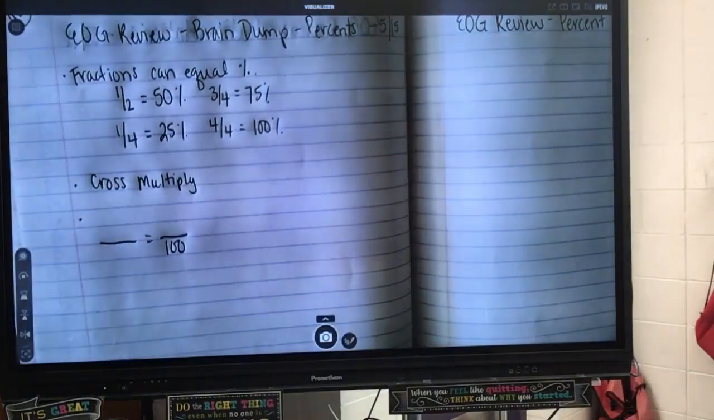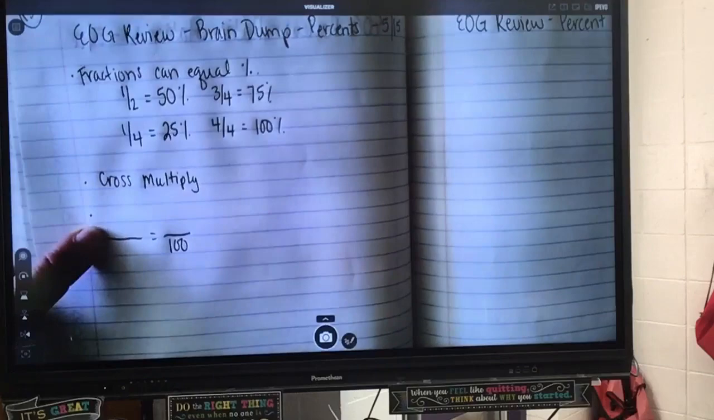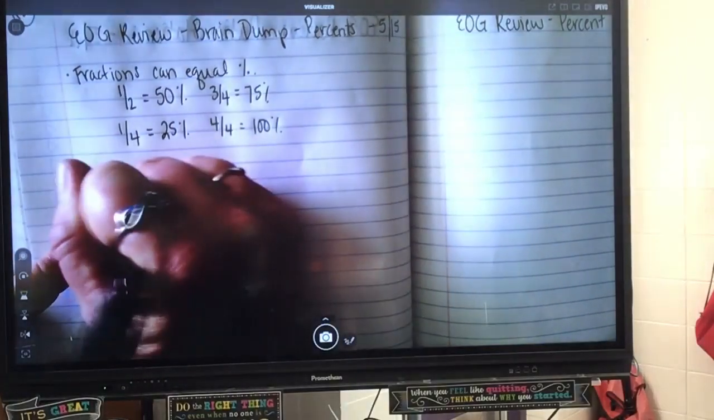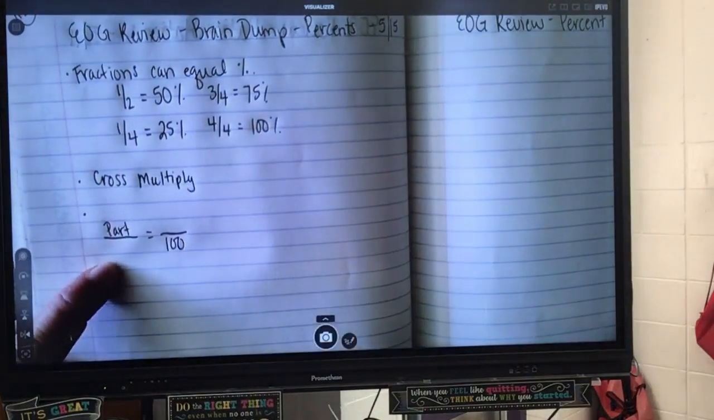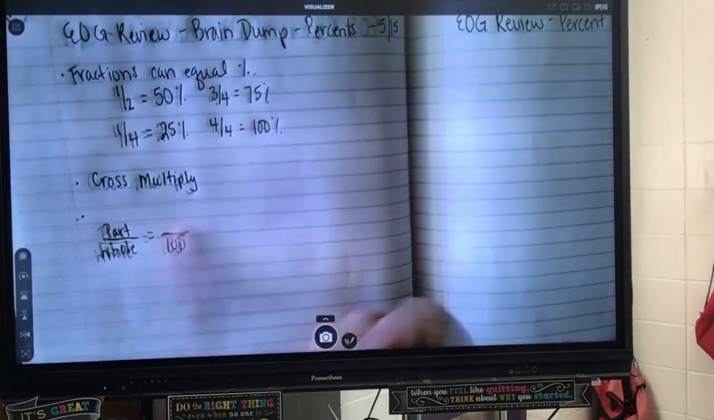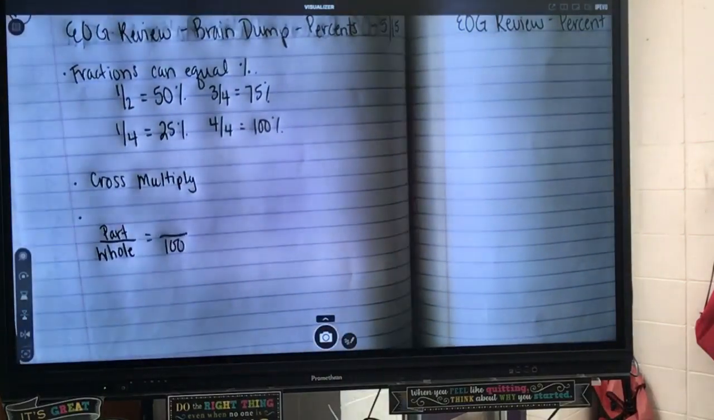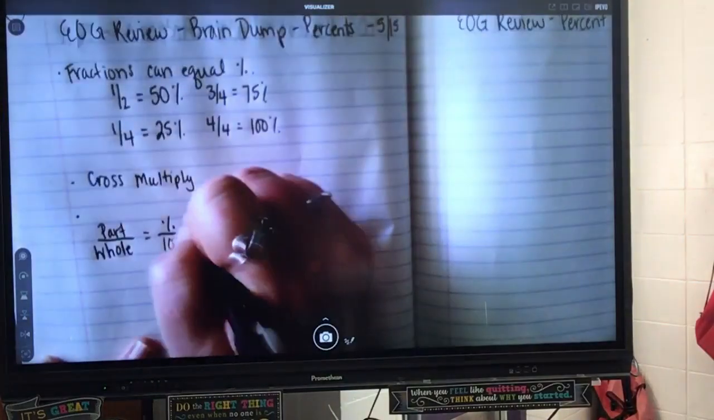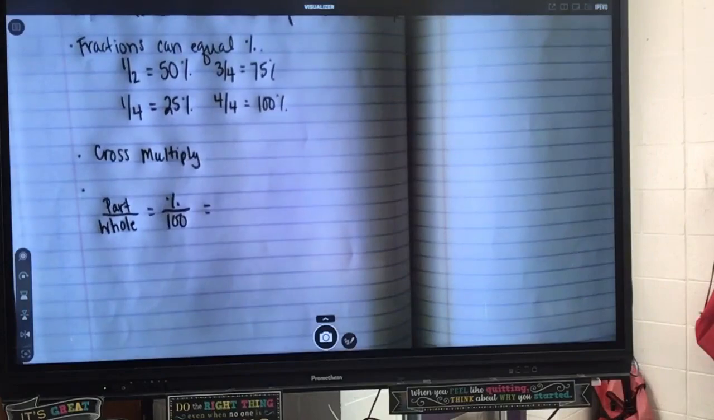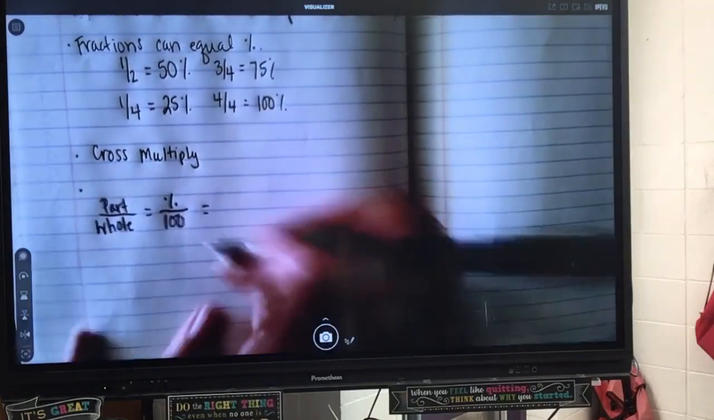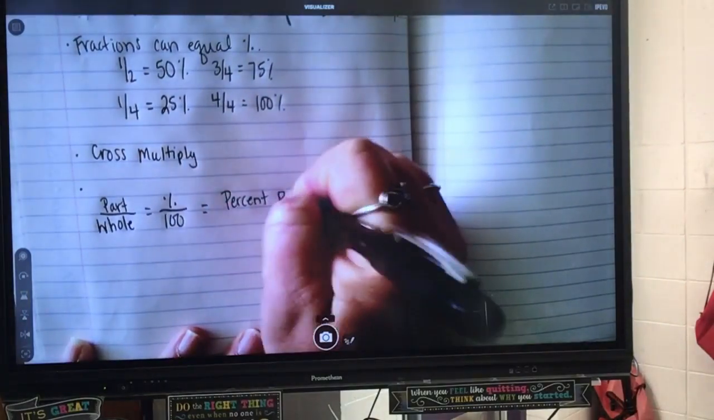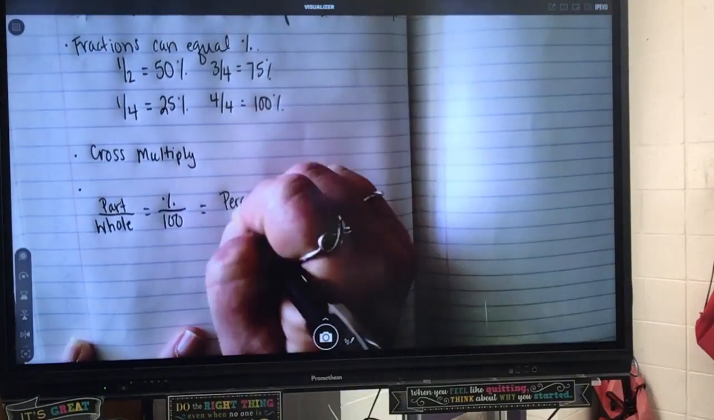Okay, so what number goes here? What number goes on top, below? Part. What number goes on the bottom? Troy? Whole. What number goes up above the 100%? And this will work, guys, for 99% of the percent problems if you have to figure it out. Okay, so this is your percent proportion equation.